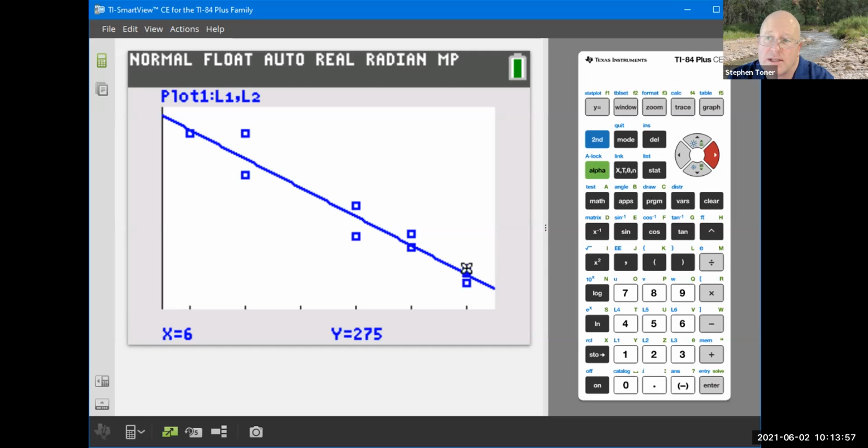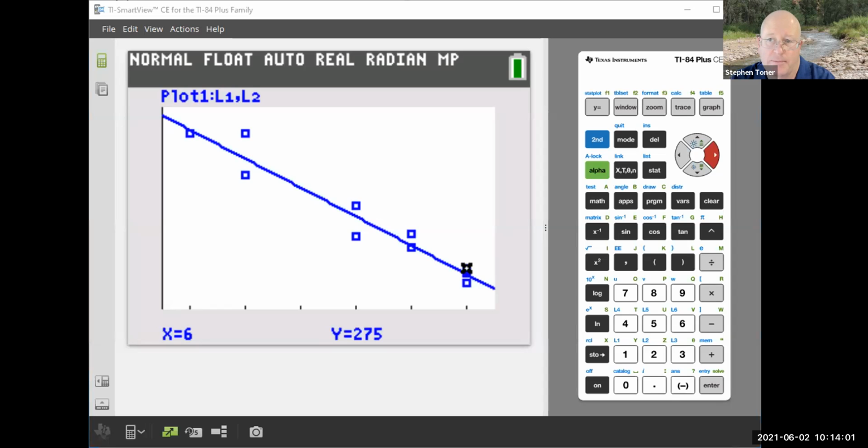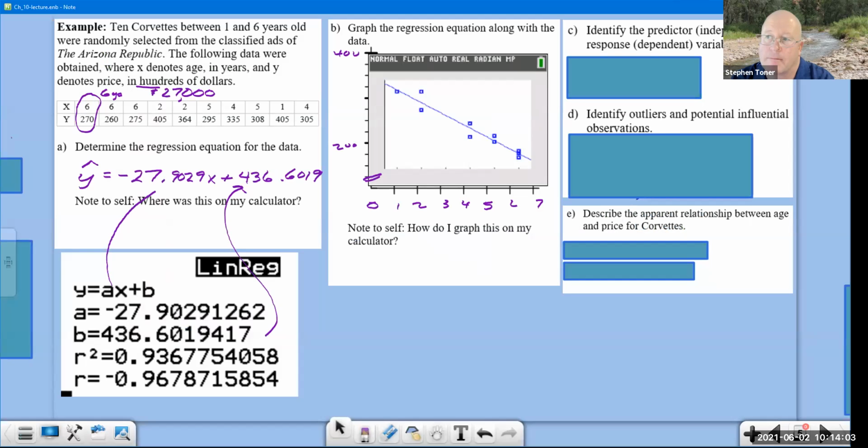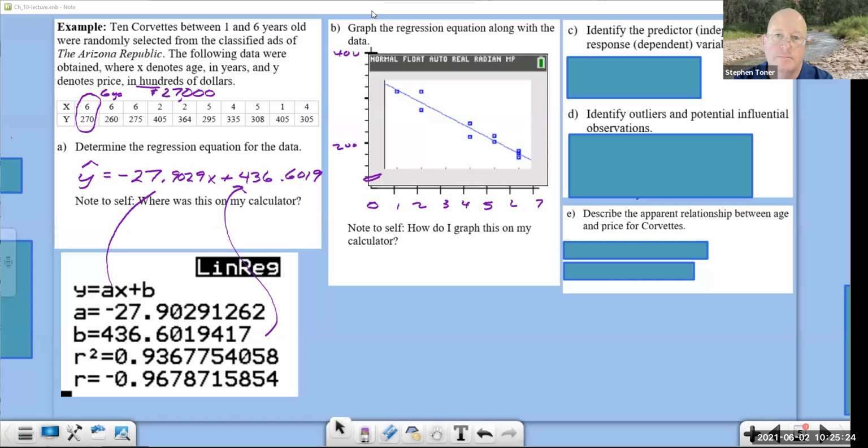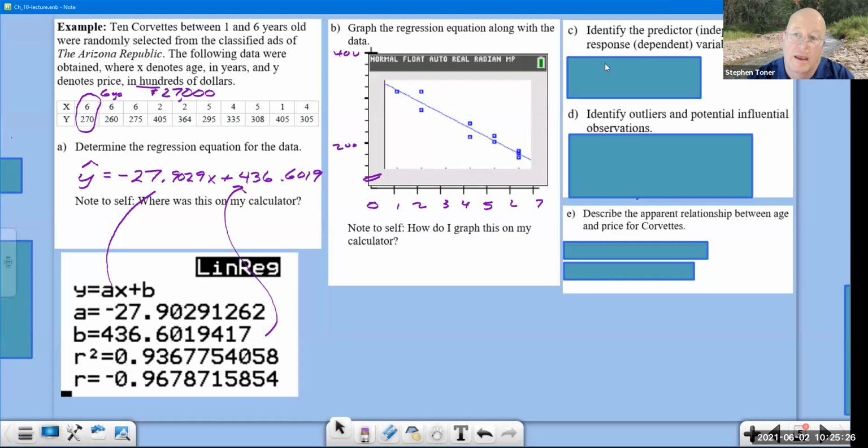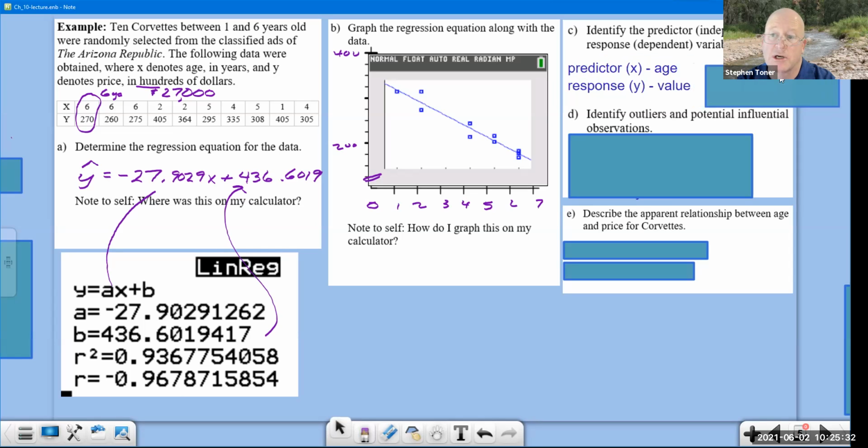Okay, so let's go back here now to our problems and continue on. Anytime you are finding the predictor and response variables, those are basically just the X and Y variables. So for this problem, the age of the Corvettes and then the value or price of the Corvettes would be the predictor and response variables.